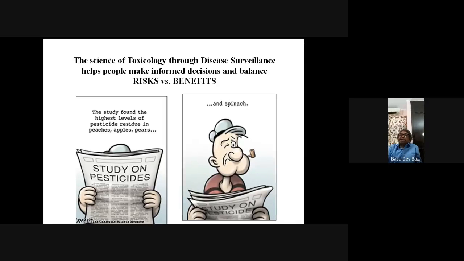This is the general scenario you see every day: people get exposed to various risk factors, and it depends on whether you want to take a risk or take the benefit of it. Because environmental exposures are much more, we have to take it with a pinch of salt.